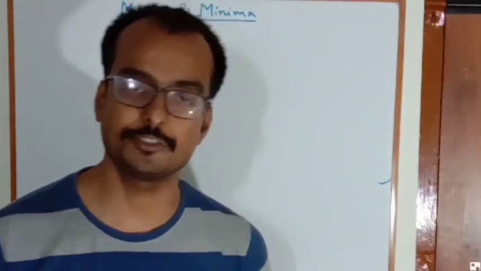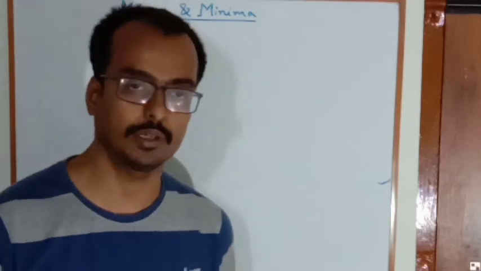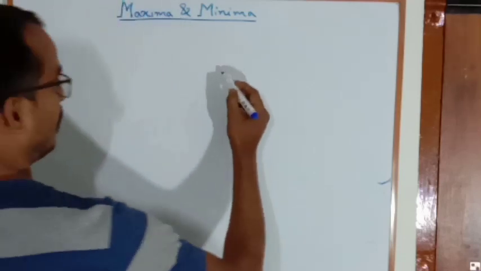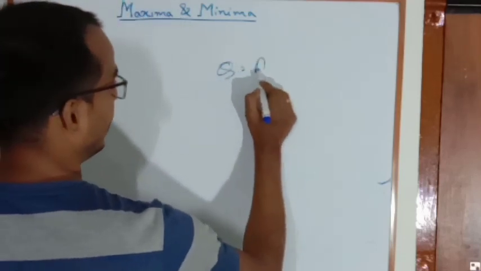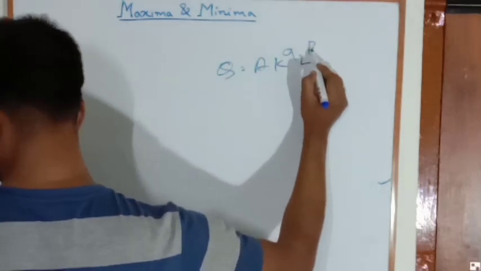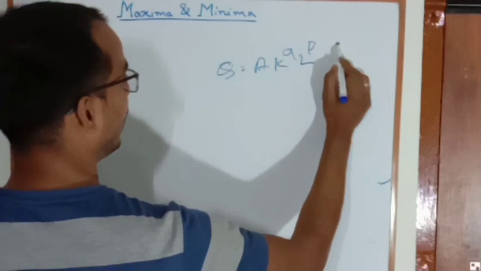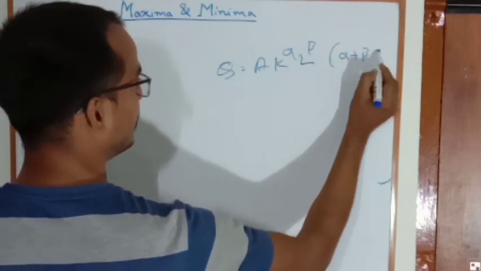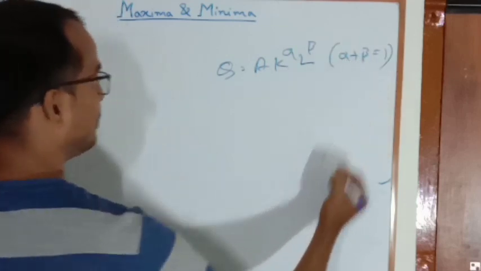A Cobb-Douglas production function is given. You know what a Cobb-Douglas production function is? Q equal to A K to the power alpha L to the power beta, where alpha plus beta should be equal to 1.